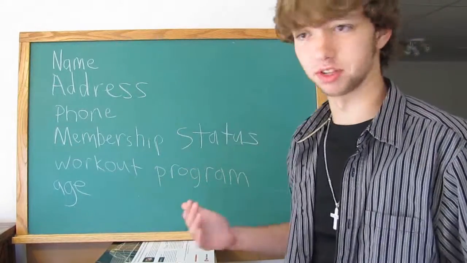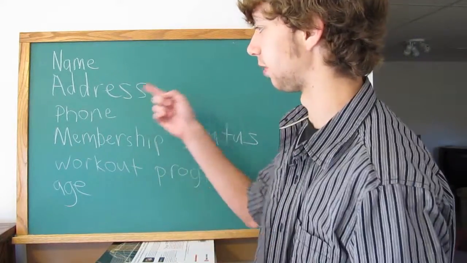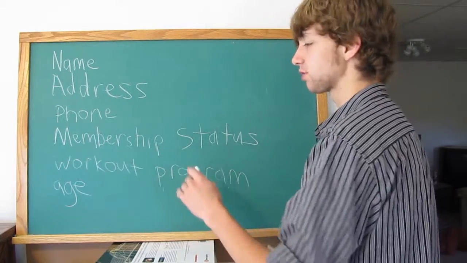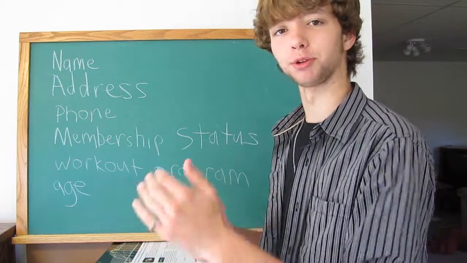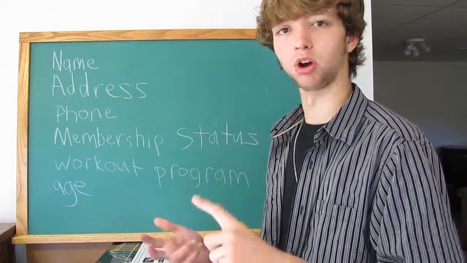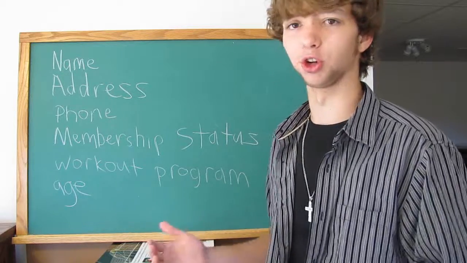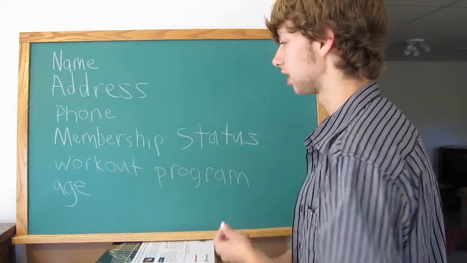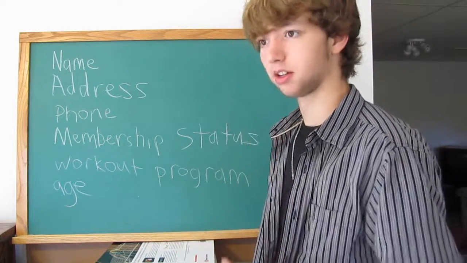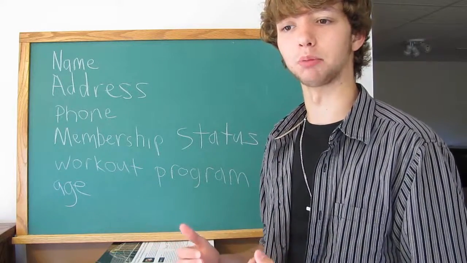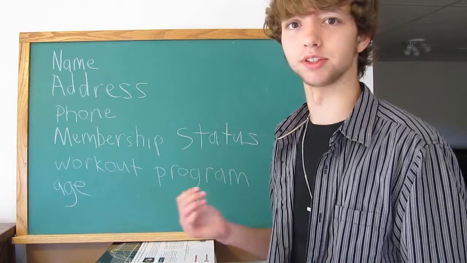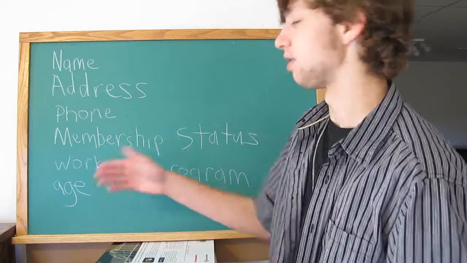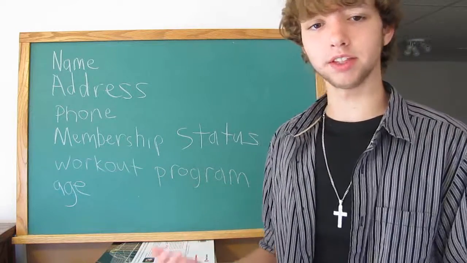You have your name, which is the name of the person, where they live, their phone number, and then the membership status. I want that to be a 3-option, like bronze, silver, and gold. So if you're gold, you get the most features. Workout program, that's a specific workout program currently in the gym that you can sign up for and do with them, and then their age. So that's the first thing you want to do.